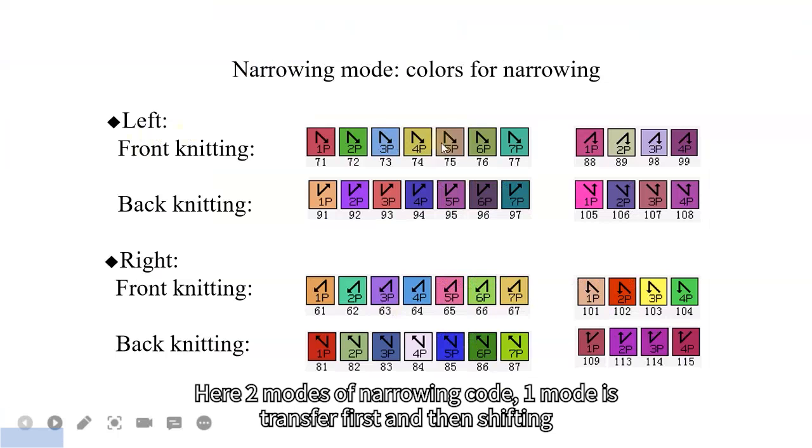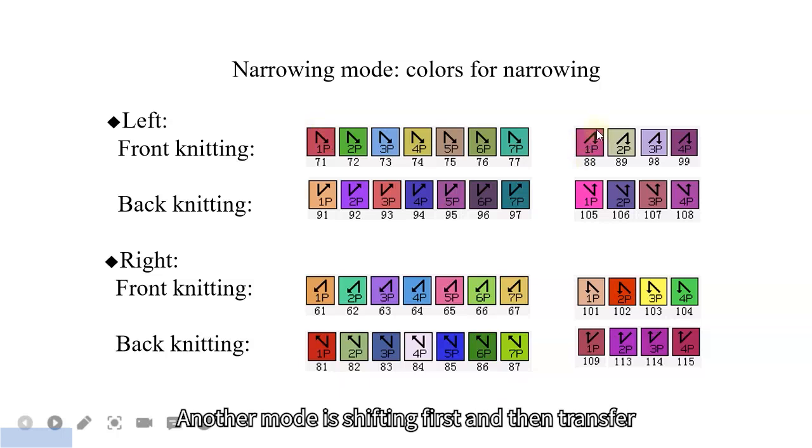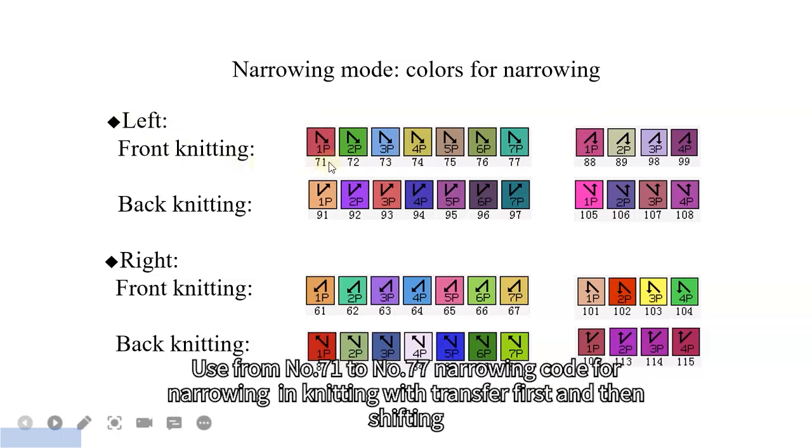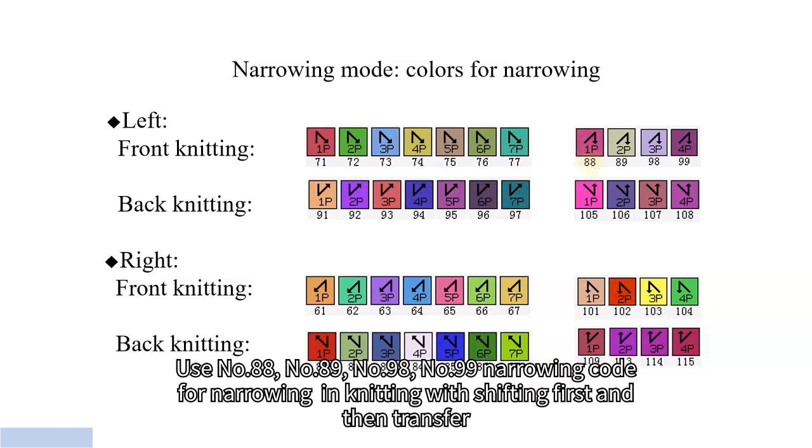Here are two modes of narrowing code. One mode is transfer first and then shifting. Another mode is shifting first and then transfer. When in the left narrowing, for the front knitting, use from 7.1 to 7.7 narrowing code. For narrowing in knitting with transfer first and then shifting, use 88, 89, 98, 99 narrowing code. For narrowing in knitting with shifting first and then transfer.